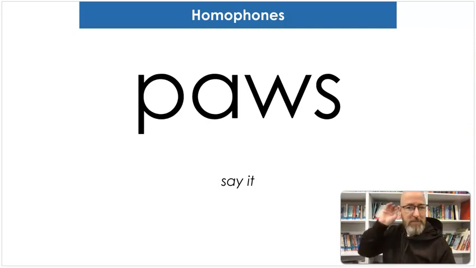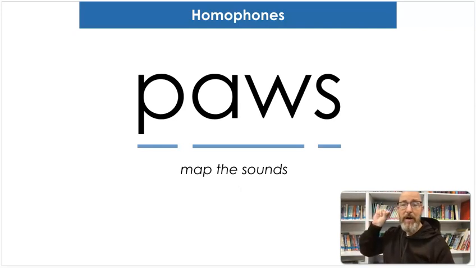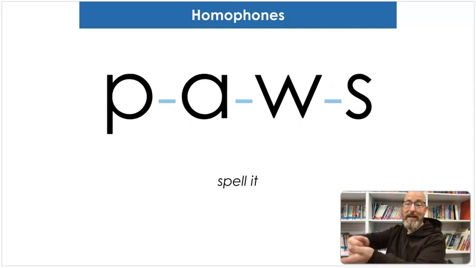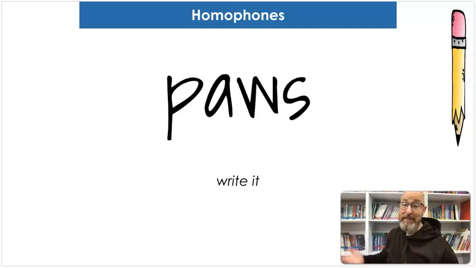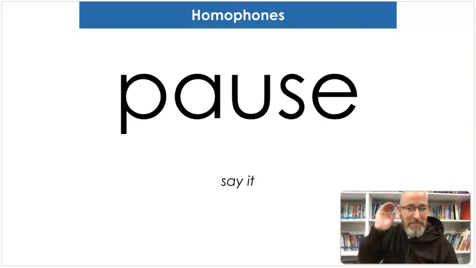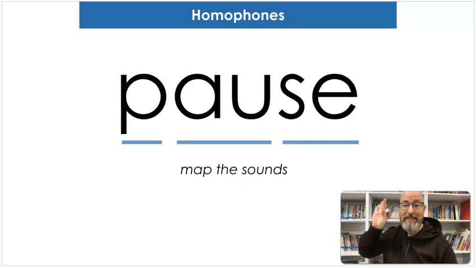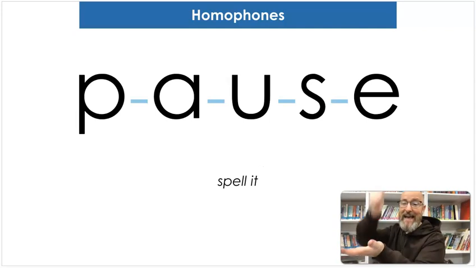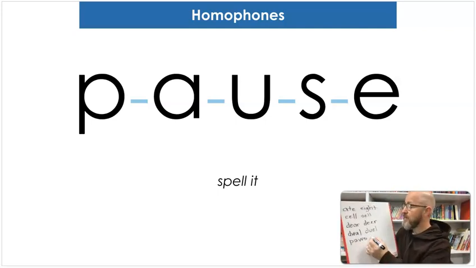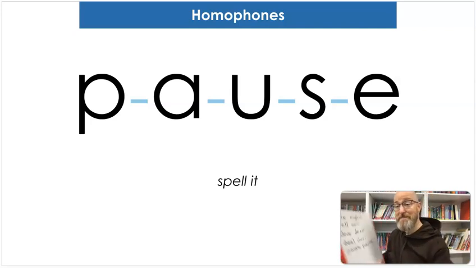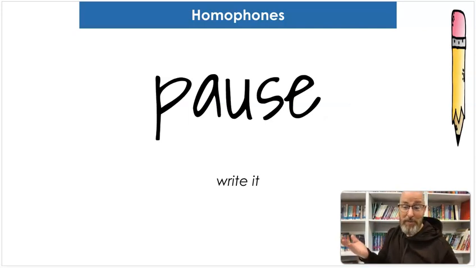Next word is paws. Say paws. Map the sounds. Paws. Spell it. P-A-W-S. Paws. And let's write it. Of course, this has to do with like animal feet. The dog had some big paws. Next word, of course, is pause. Say pause. Map the sounds. P-A-W-S. Pause. Spell it. P-A-U-S-E. Pause. And let's write it. And this pause is if you just wait. You might be playing something on TV and you push the pause button to make it stop just for a minute. Oh, we already wrote it. Hopefully you did.